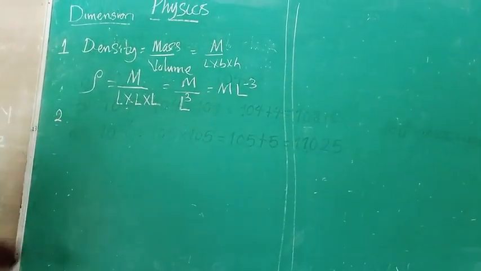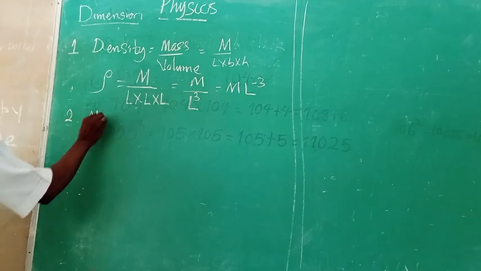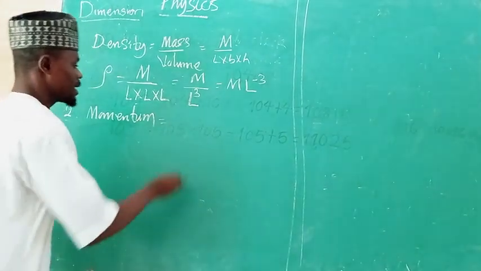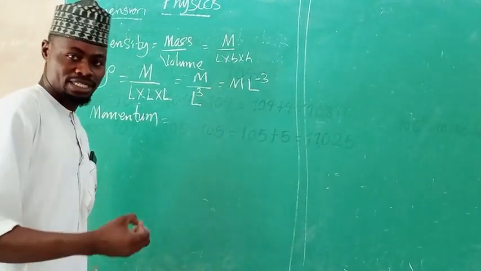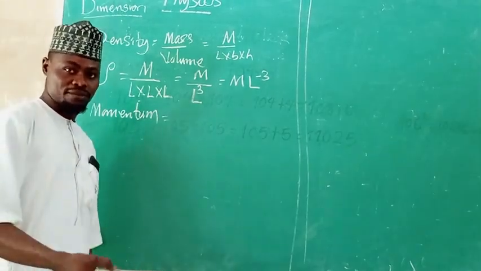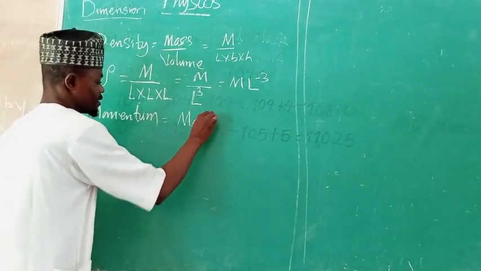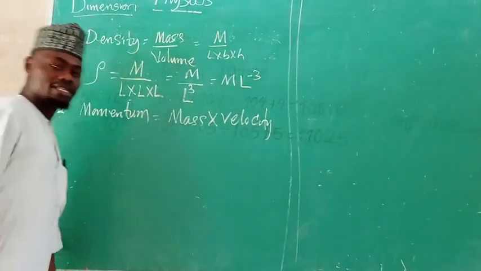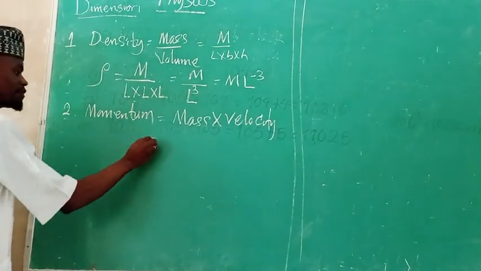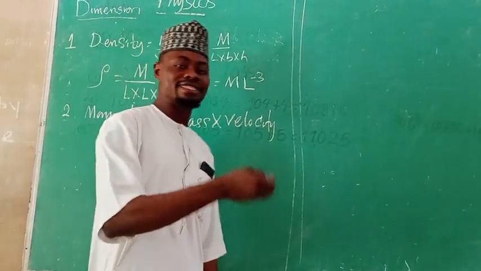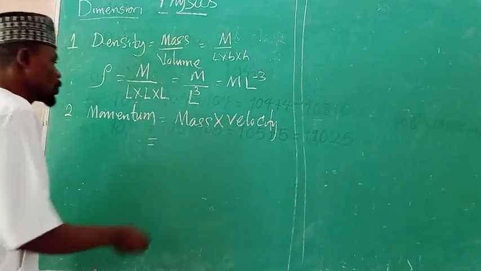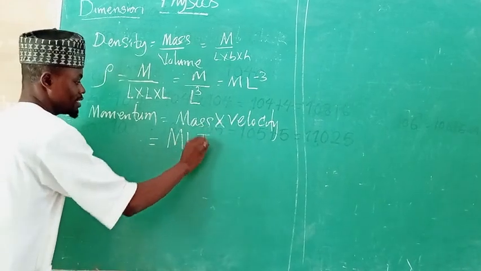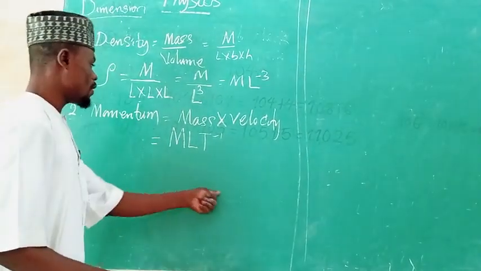Then number 2 is momentum. Momentum is the product of the mass of an object and its velocity, which is mass times velocity. And we already know that the dimension of velocity is L T raised to power minus 1. In my previous video, we got that the dimension for mass is capital letter M, while this one is L T minus 1. This is the dimension for momentum.